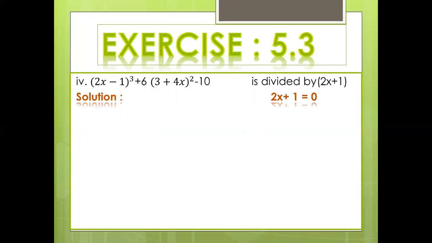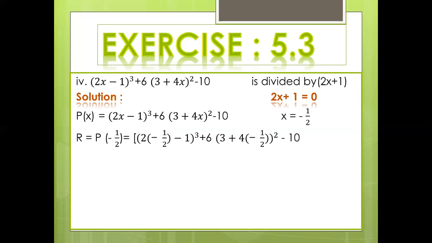The second polynomial, the second part, is 2x minus 1 whole cube plus 6 into 3 plus 4x whole square minus 10, and the factor given is 2x plus 1. Again you put 2x plus 1 equal to 0, and from here you calculate the value of x, which is minus 1 by 2. P of x means polynomial of x. Now P of x is equal to 2x minus 1 whole cube plus 6 into 3 plus 4x whole square minus 10. So everywhere you put the value of x, which is minus 1 by 2.